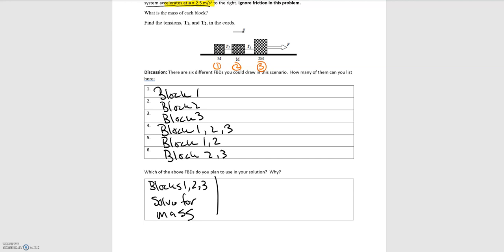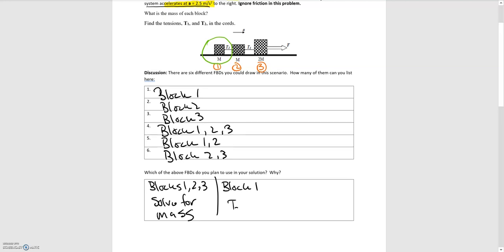Then we're asked to find the tensions T1 and T2. And so if you look at T2 for starters, I'm going to circle this first block. And if we look at that block, if we were to draw a free body diagram for that block, we would just have one force in the x direction. So we've isolated that tension force. And so we should be able to solve for that tension force. So we'll use block 1 as a free body diagram, and that allows us to solve for T2.